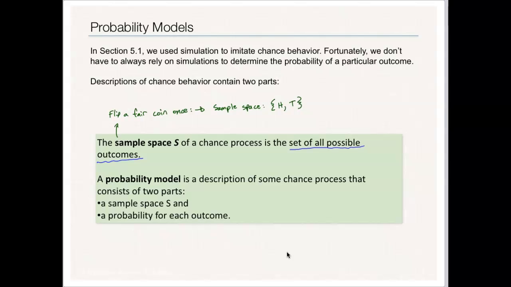All right, and so a probability model, generally, when we have something like this that has discrete, equally likely outcomes, will be a table that'll have two rows. The first row will describe the sample space, and the second row will describe the probability for each outcome. So if I wanted to create a probability model for the chance process that I just described, I would do this.